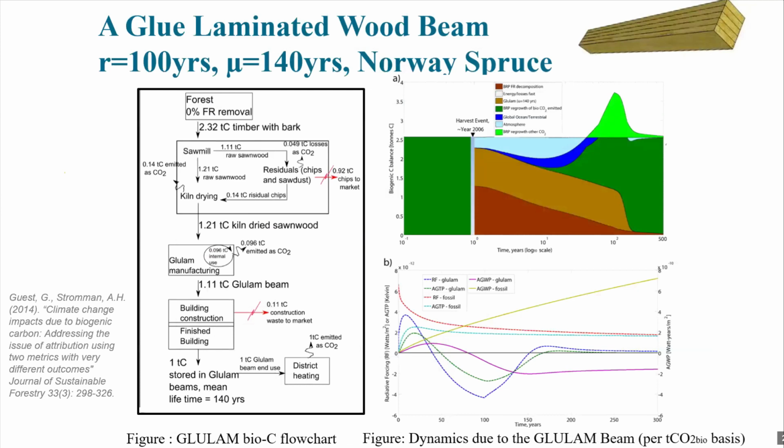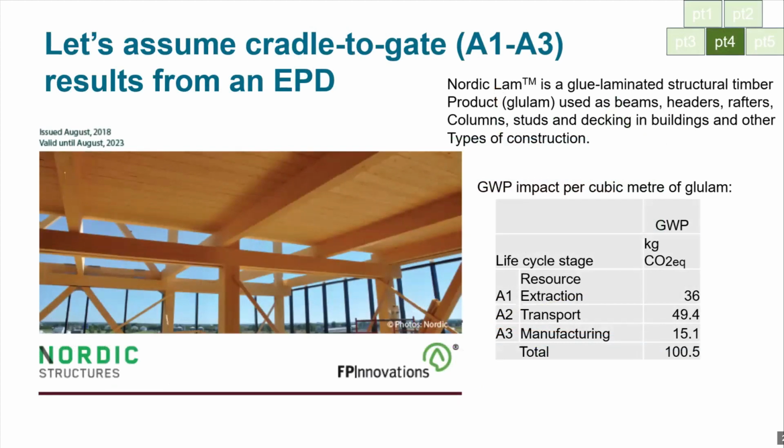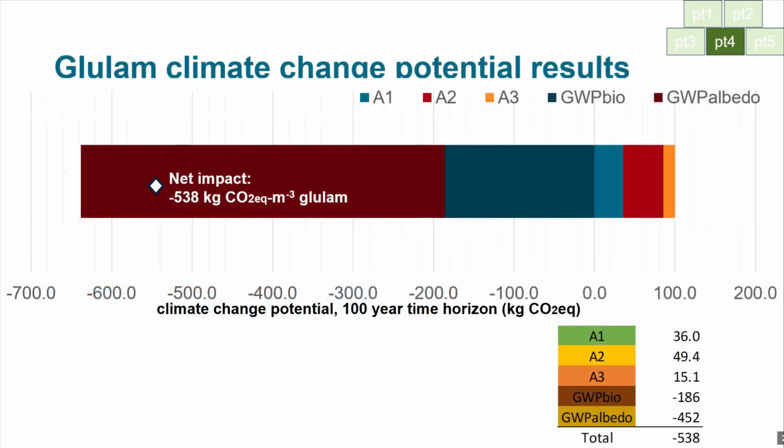Look at the life cycle of that glue laminated beam and account for the biogenic CO2 that's emitted along the life cycle, and essentially you can account for the effects of biogenic carbon and albedo. So if I take an EPD and superimpose the impacts of biocarbon and albedo onto the EPD results here, then you can get an understanding of the order of effect that GWP bio and albedo have. In the end, it would be a net negative effect because it's stored for a long time, and surface albedo has a big impact as well.